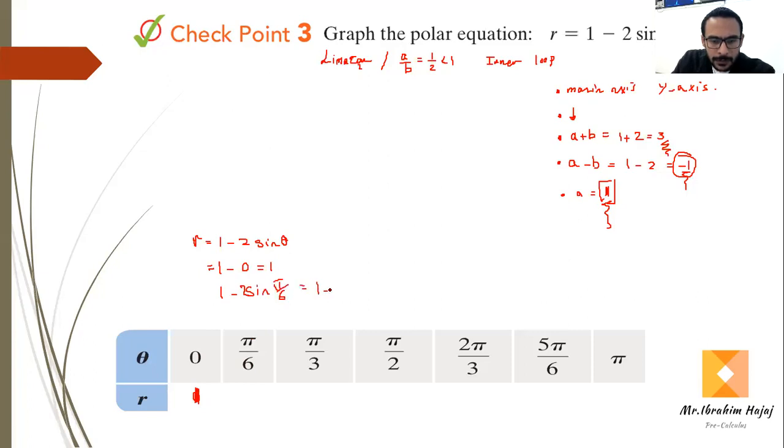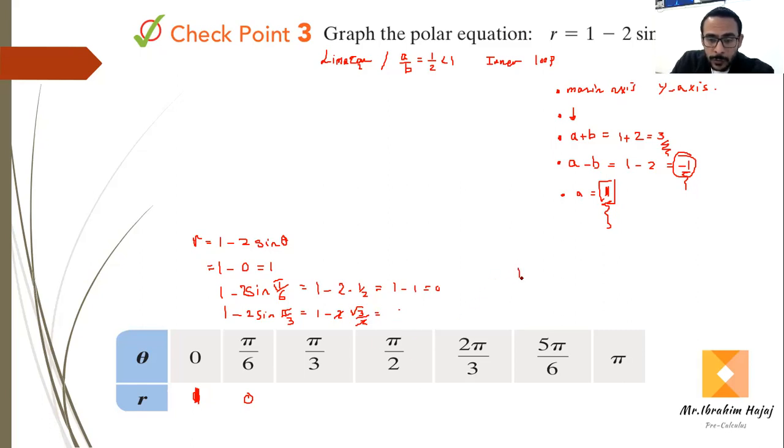When it's pi over 6, it's going to be 1 minus 2 sine pi over 6. You have to calculate it, which is 1 minus 2 times sine 30, which is half. So 1 minus 1 equals 0. Pi over 3: 1 minus 2 sine pi over 3. You have to do it quickly, guys. 1 minus 2 times radical 3 over 2, which is 1 minus radical 3, about negative 0.7 as a decimal.